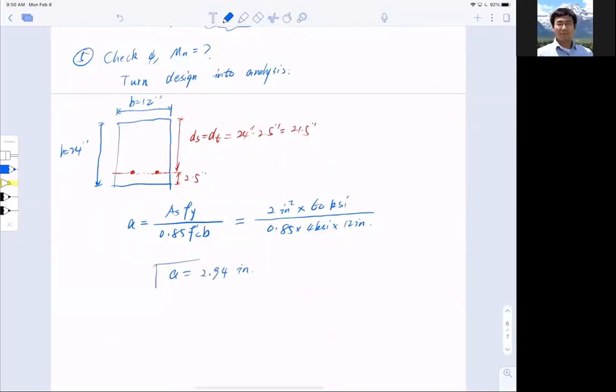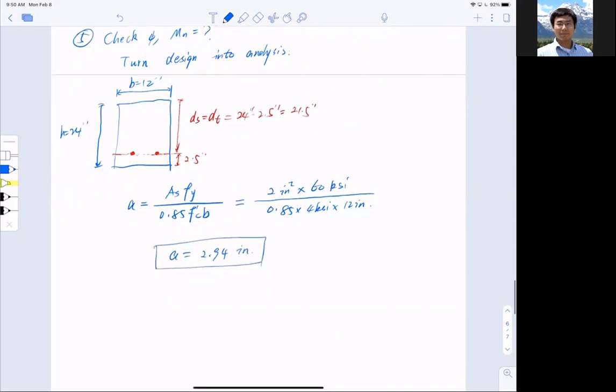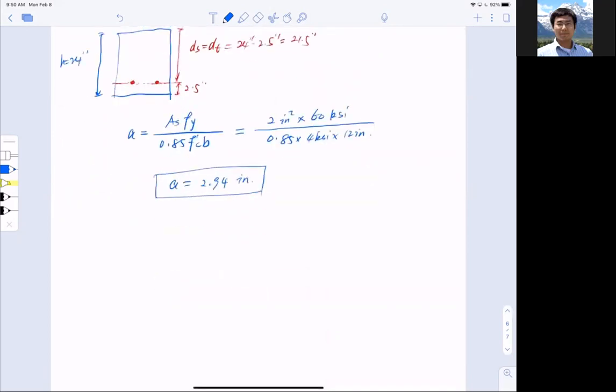Okay, that's my newly calculated effective compressive zone size. So now c equal to a divided by beta 1. And remember, beta 1 is what? 0.85 for 4 ksi. And this comes out to be 3.46 inch.